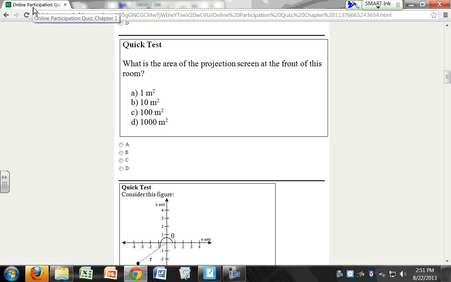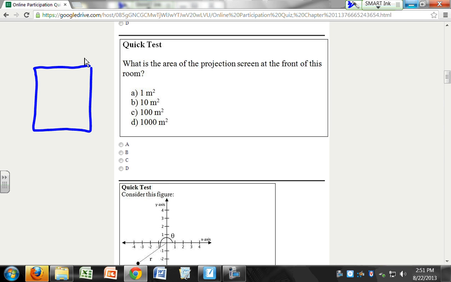What is the area of the projection screen in the front of this room? Well, you don't really have a projection screen in the front of your room, but let's say a screen is approximately 10 by 10 feet. So that's going to be 3 meters roughly by 3 meters. And that's going to give me 9 square meters. So it's going to be A.